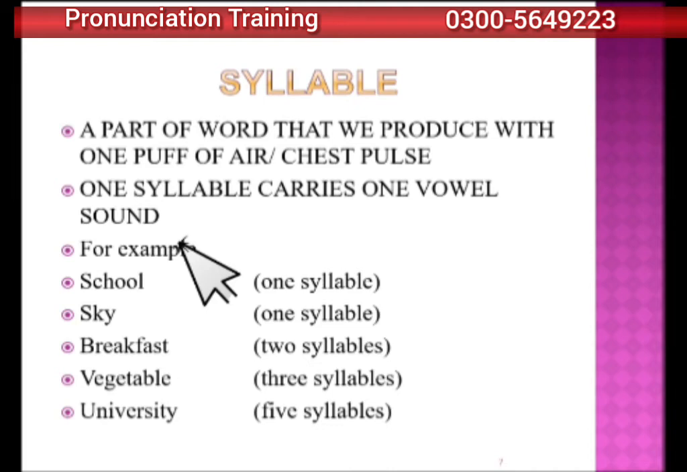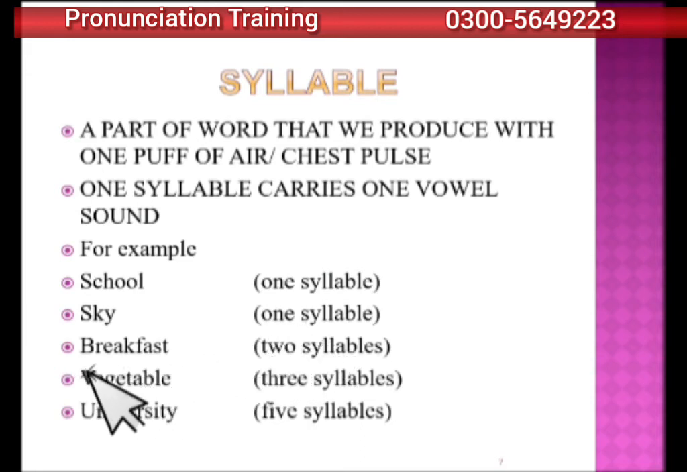For example, there are certain words, just as practice. The word is school. When we say school, we can articulate this word with just one puff of air. And school carries just one vowel sound. It means that there is just one syllable, right? Then sky. When we say sky, again we can speak this word with just one puff of air, and sky carries just one vowel sound. It means that the word sky has one syllable.